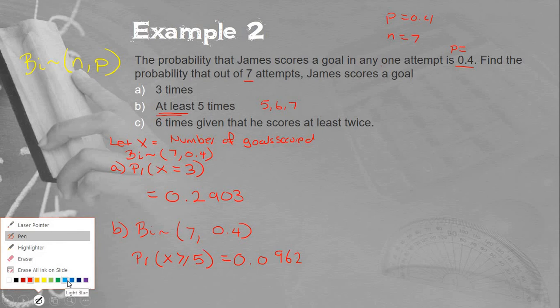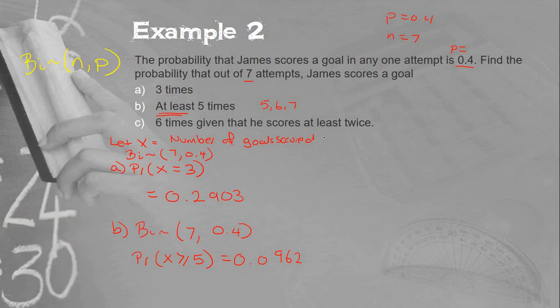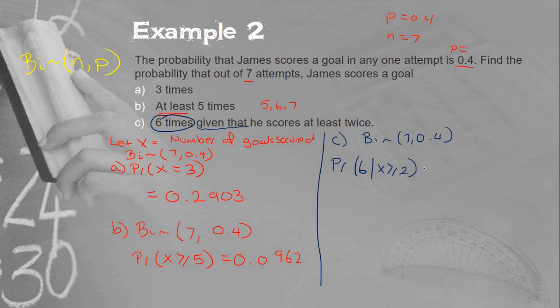Looking at our final example for today, Part C, we are still doing binomial probability. We want to work out the probability James scores a goal 6 times. This is what we're finding out, so we write our 6 times. Given that, remember this is how we notice conditional probability. We put our given that sign, he scores at least twice. X greater than or equal to 2. That's how we show at least twice.